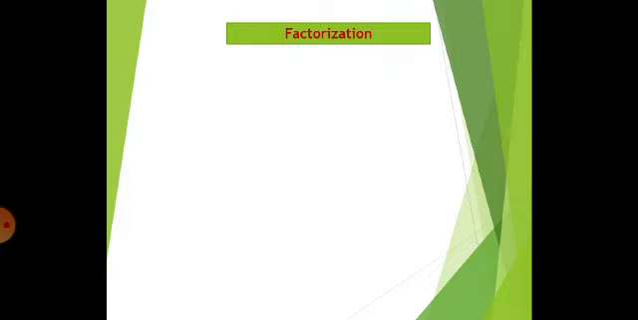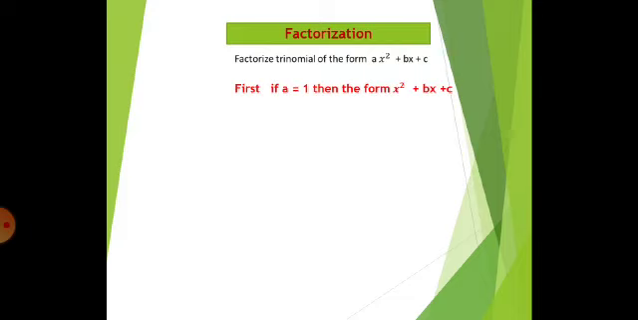The first case, factorize trinomials. Trinomials means consists of 3 terms. The form ax power 2 plus bx plus c. The first case, if the coefficient of x power 2 equals 1, so the form is x power 2 plus bx plus c. Now we are factorizing the trinomials. We convert the trinomials to a product of two expressions or more.